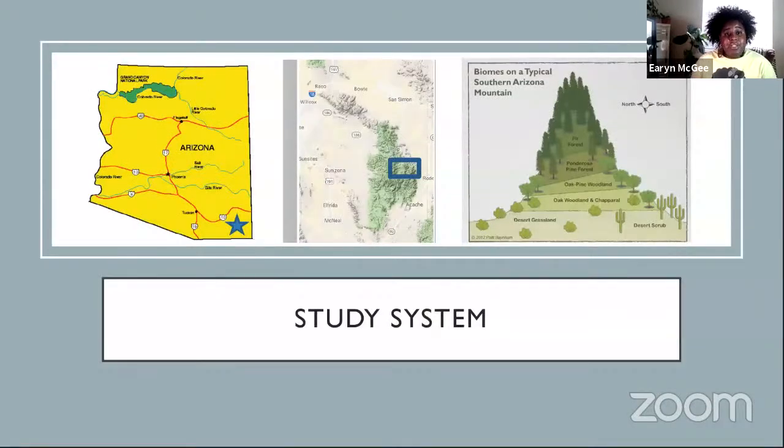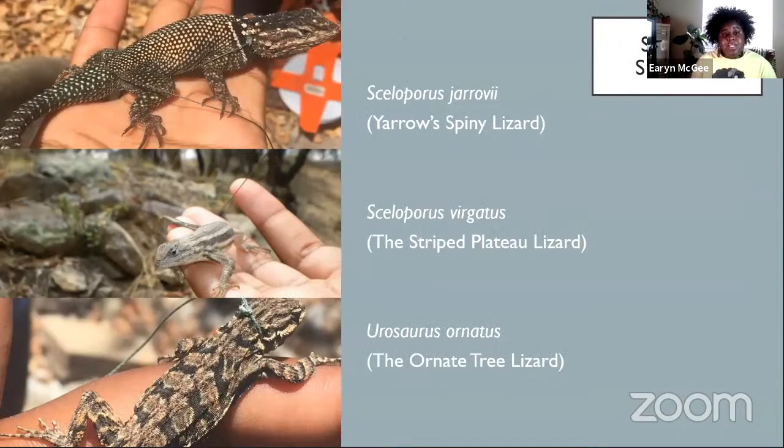So I did my research out in southeastern Arizona on the border of Arizona, Mexico, and New Mexico in the Chiricahua Mountains. This study focused on 3 species of lizard: Sceloporus yarrowii, yarrow spiny lizard; Sceloporus virgatus, the striped plateau lizard; and Urosaurus ornatus, the ornate tree lizard.